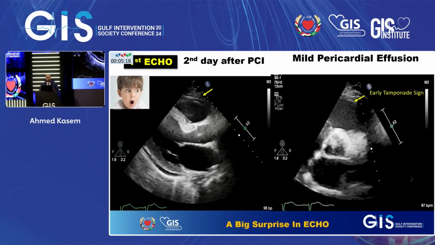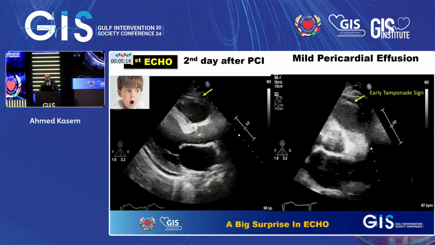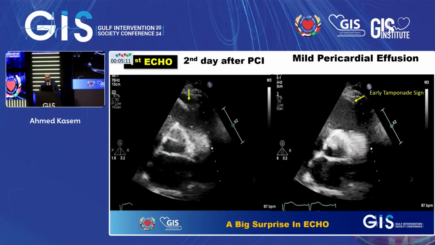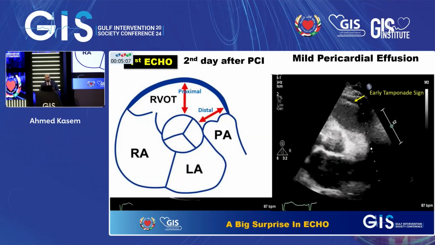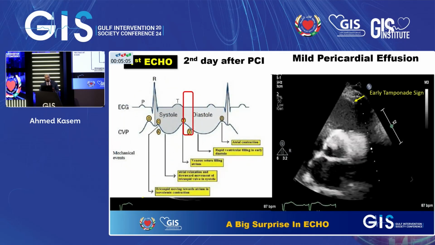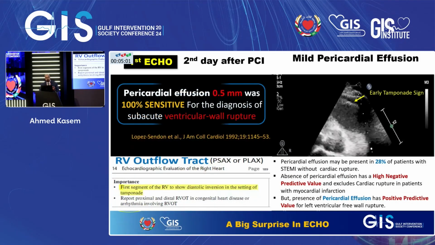showed minimal pericardial effusion, just 0.5 millimeters. But there is early diastolic collapse in this case, actually, in the short axis showing the proximal RVOT and distal RVOT, and it is in early diastole. It is actually the first segment to be affected in minimal pericardial effusion with tamponade.